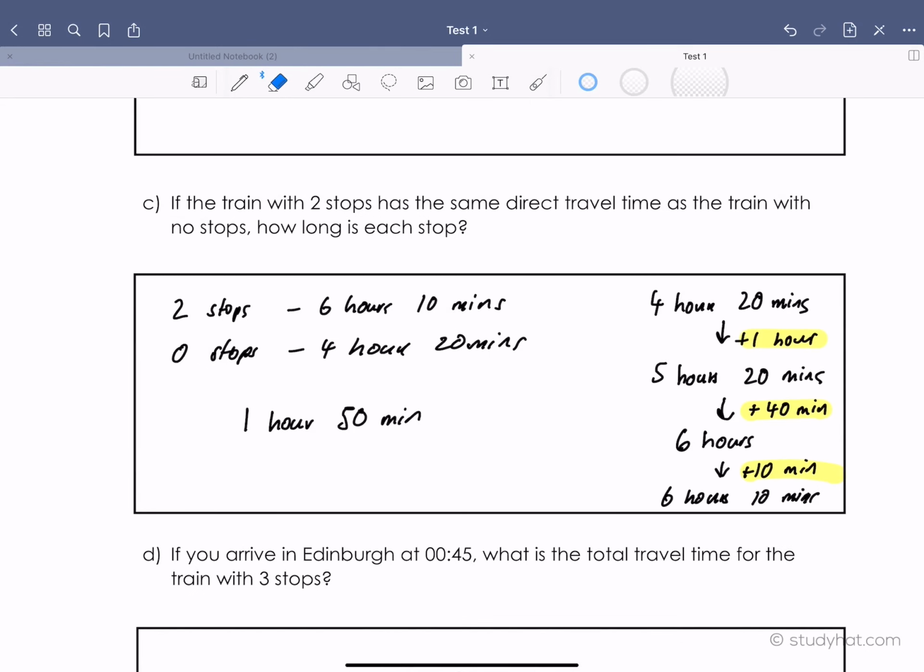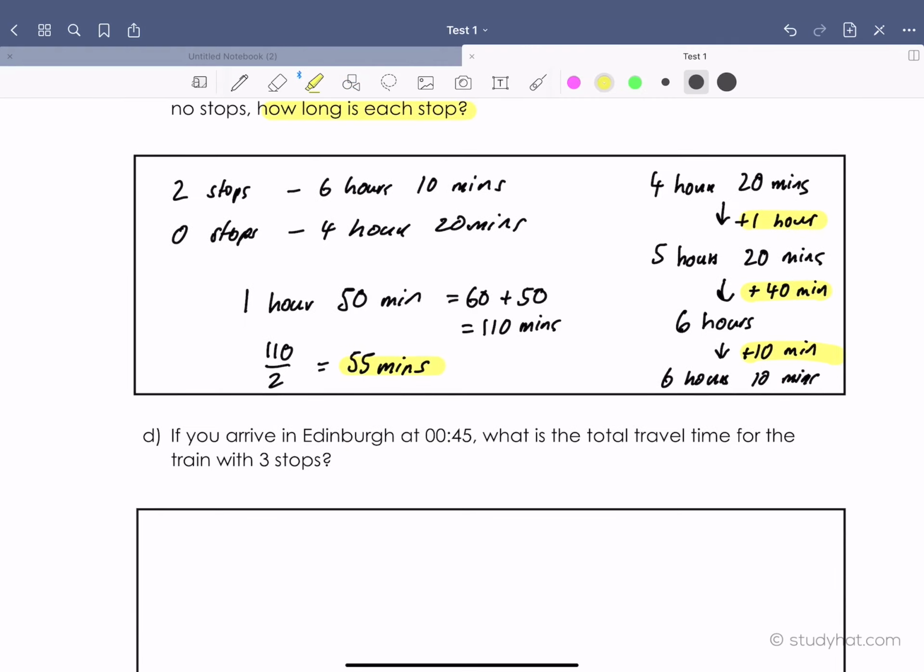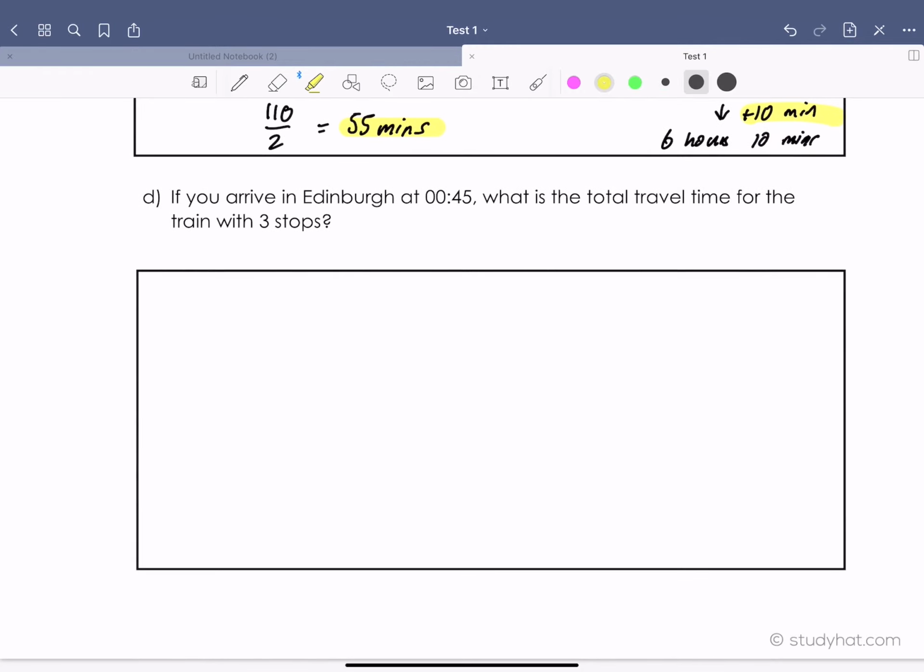So we know there were 2 stops, so we need to divide this into 2. So maybe it would be good to change it all into minutes. 1 hour 50 minutes is the same as 60 minutes plus 50, it's going to be 110 minutes. And then 110 divided by 2 is 55 minutes per stop. How long is each stop? 55 minutes.